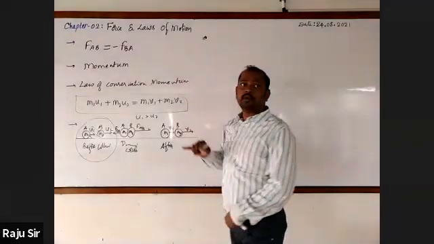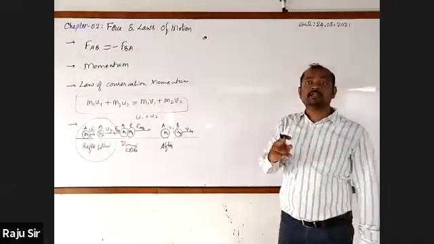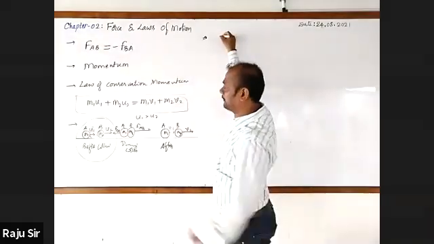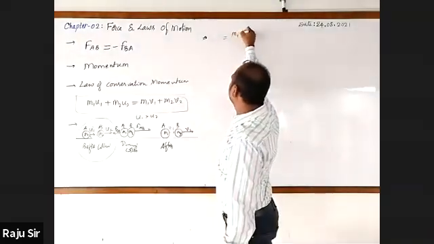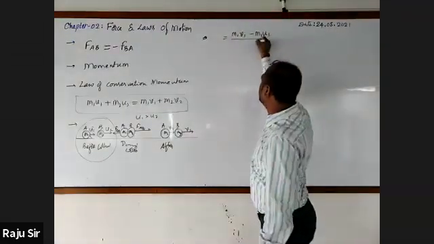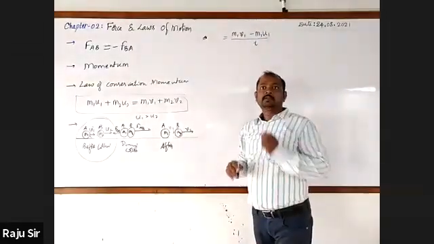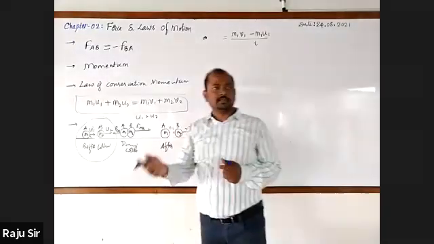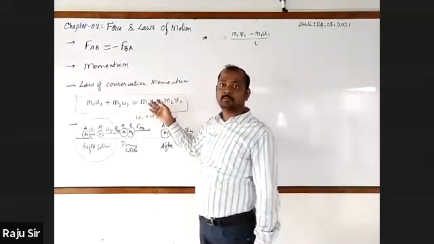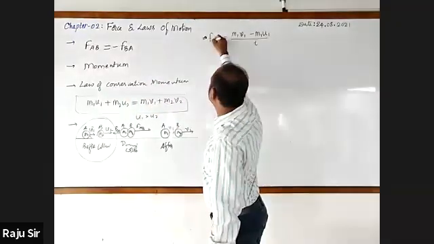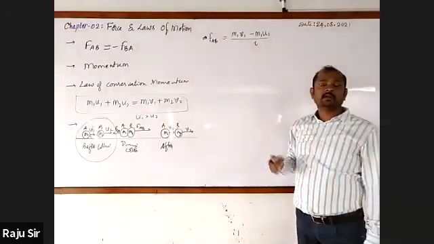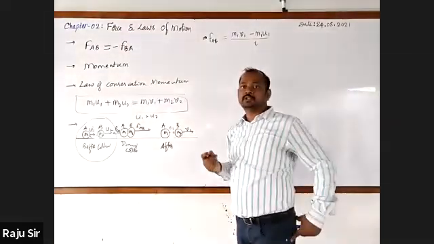Then how do you write the rate of change of momentum of body A? It is m1v1 minus m1u1 by t. This rate of change of momentum is nothing but the force exerted by first body on second body. This can be written as F_AB. On what basis has it been written? Second law of motion.